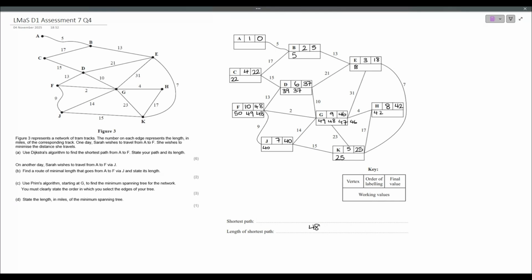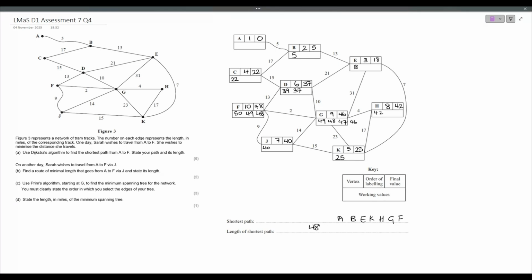I've now got to do my backtracking from F. So I'm going to put F last on the path, and I'm going to see where did I come from to get 48 at F. Well, 48 subtract 2 is 46, so I must have come from G. To get to G, I must have come from H. To get to H, I must have come from K. To have gotten to K, I must have come from E. To come from E, I must have come from B. And to have gotten to B, I must have come from A. So my shortest path is A, B, E, K, H, G, F with length 48.